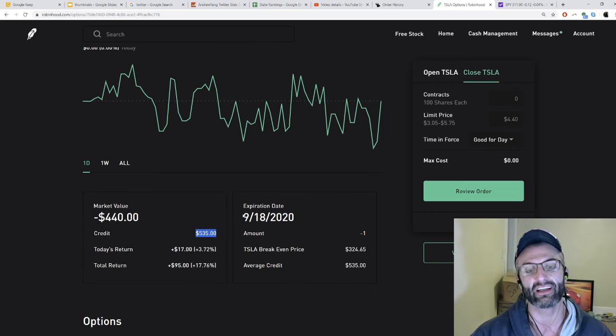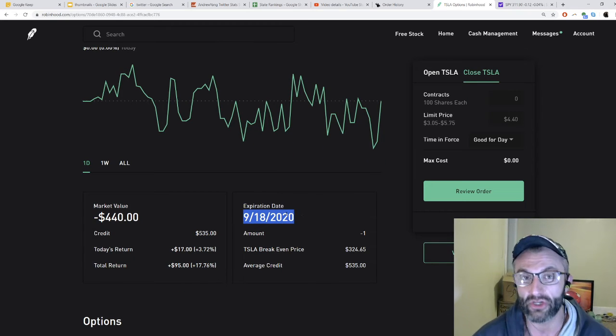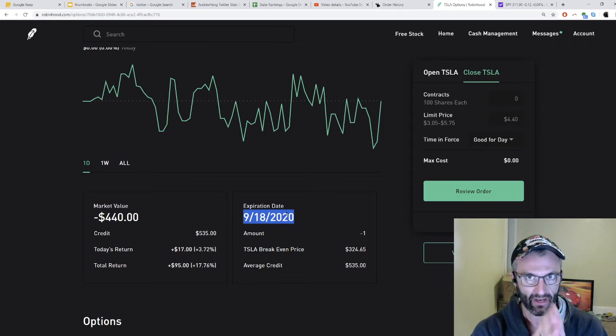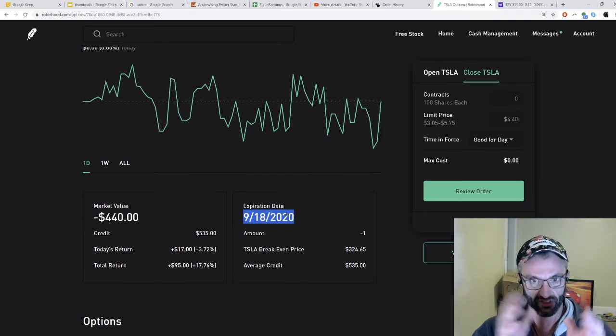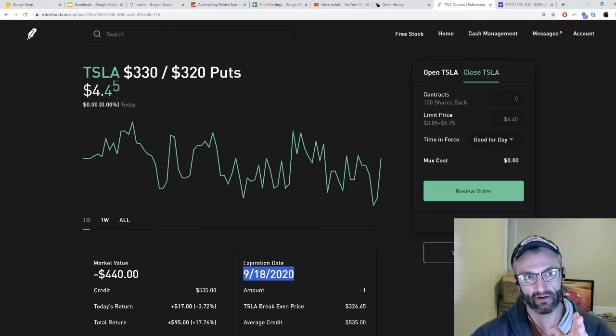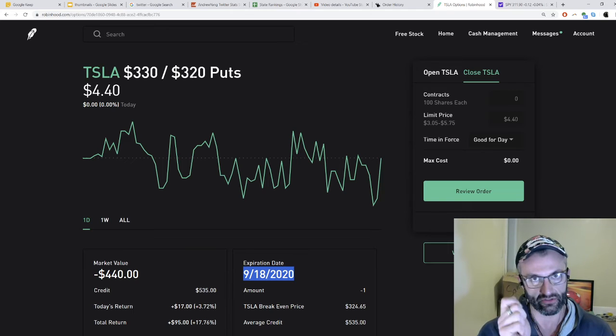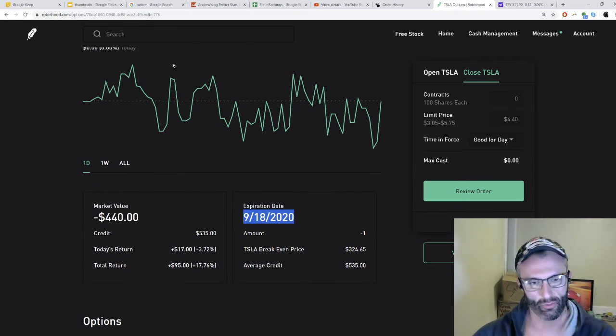It expires in September of 2020, right? So the most amount I can lose on this position is $1,000, the spread between the prices here, 330 and 320. So the most I can lose is $1,000 to give the market this insurance, right? Because that's essentially what I'm doing with options.